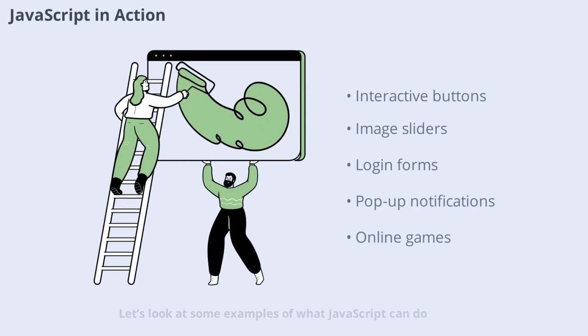Let's look at some examples of what JavaScript can do. Imagine buttons that respond when you click them, image sliders that move automatically, login forms that check your input, and pop-up notifications that alert you instantly. Online games and real-time updates are also powered by JavaScript. These features make websites engaging and user-friendly. Without JavaScript, web pages would be static and less interactive.